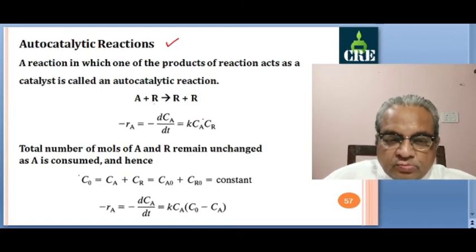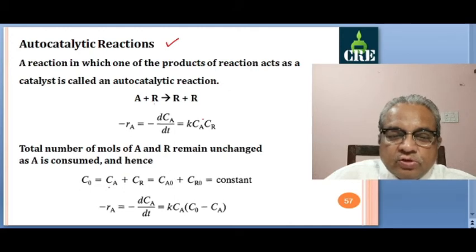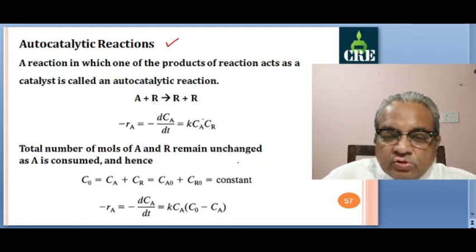So Ca plus Cr will always be constant. As A is consumed, R is formed, so whatever amount of A is consumed, the same amount of R is formed. That means if 50% conversion of A is there, 50% formation of R is there, so 0.5 plus 0.5 becomes 1. So Ca plus Cr is nothing but the total molar concentration C0. This is the same as Ca0 plus Cr0. If no R is present initially, then simply Ca0 is equal to Ca plus Cr. And this is constant throughout the reaction from time t equals 0 to t.